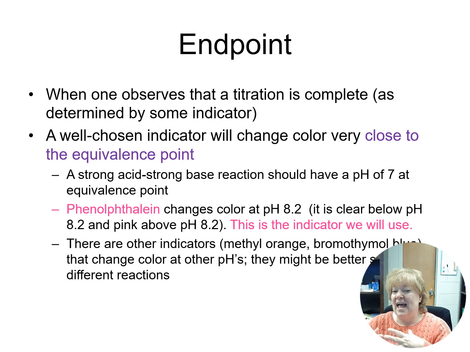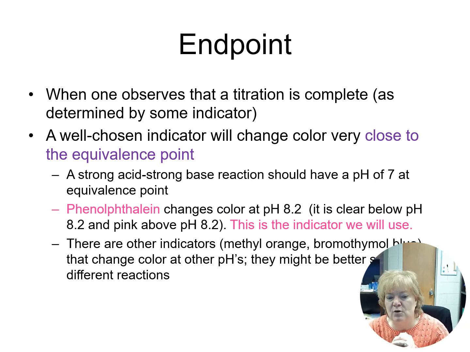All right, so then again, the endpoint is when the indicator changes color. And it's not identical to the equivalence point. In fact, the way it works is usually I've had to add a little bit extra titrant. So I'm actually a little bit past the equivalence point, but hopefully just by a tiny bit, so that it's close enough consistently that I can get a good value.